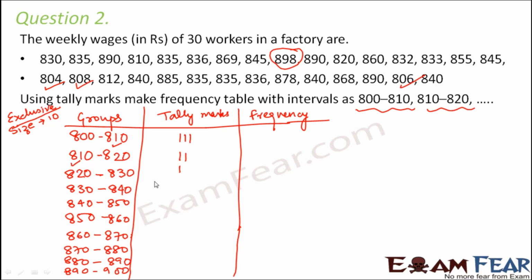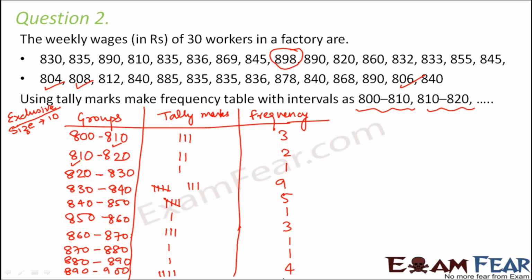Similarly, let us try to find out the frequencies for different class intervals. And this is how we obtain the tally marks, just by counting the number of wages that fall in the respective class intervals, and from this we actually get the frequency. And this completes the grouped frequency distribution table.